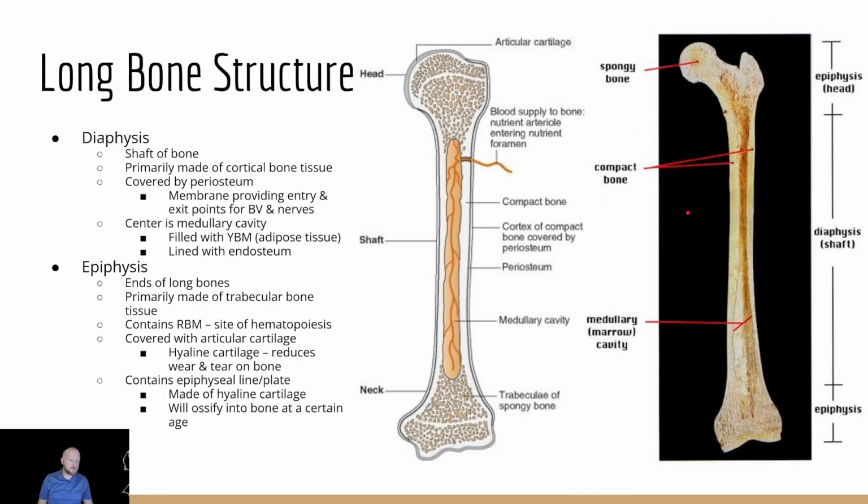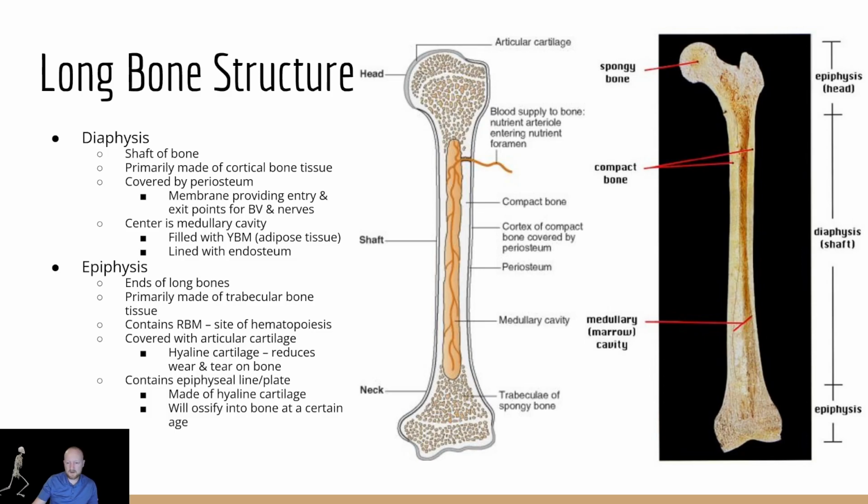So our bone structure. Our diaphysis, the shaft of the bone, is primarily made of cortical bone. You've also heard of that referred to as compact bone. It's surrounded by the periosteum, a membrane that provides entry and exit points for blood vessels and nerves. It's also where the blood supply around the bone is maintained. We have all our nerves there. All of our osteoclasts and osteoblasts are also found within that periosteum, working on the cortical bone.